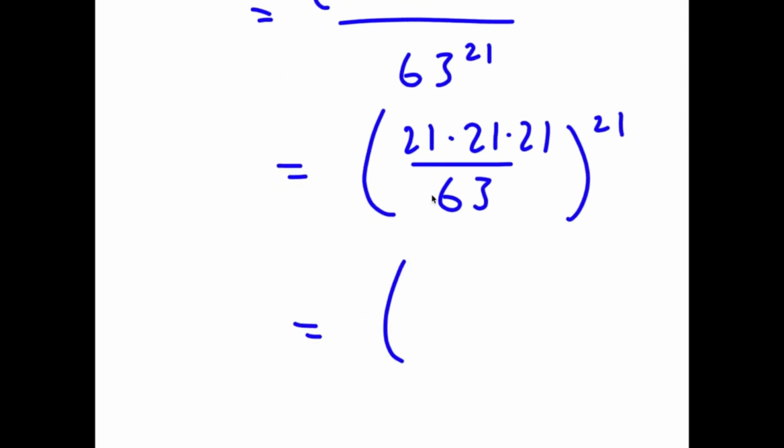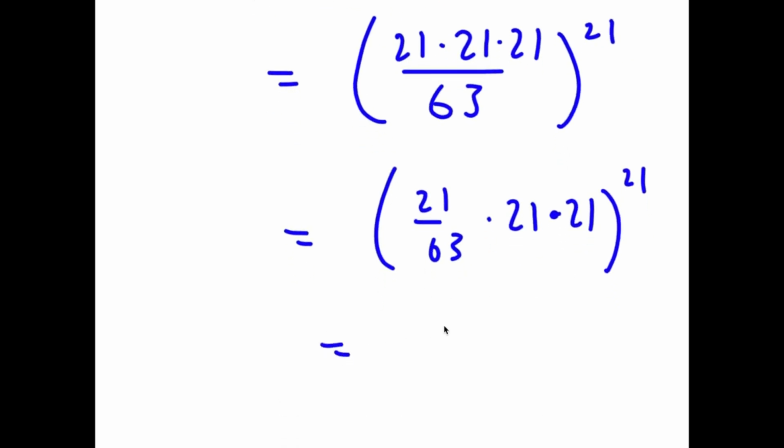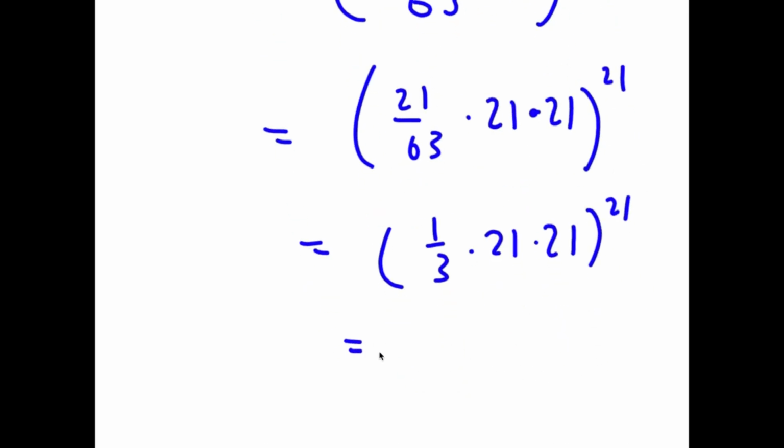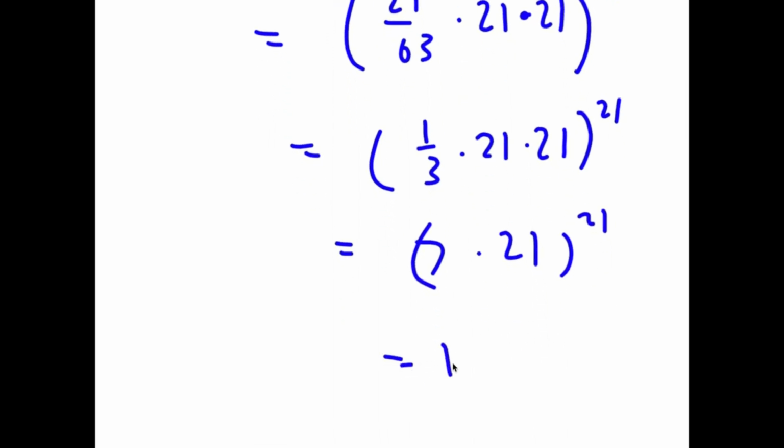Now this is the same thing as 21 over 63 times 21 times 21, to the power of 21. 21 over 63 is 1/3, so I have 1/3 times 21 times 21 to the power of 21. 1/3 times 21 is 7, so I have 7 times 21 to the power of 21, which is again 147 to the power of 21.